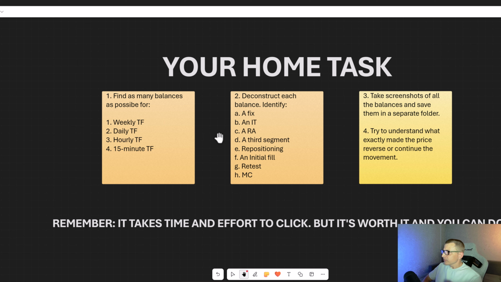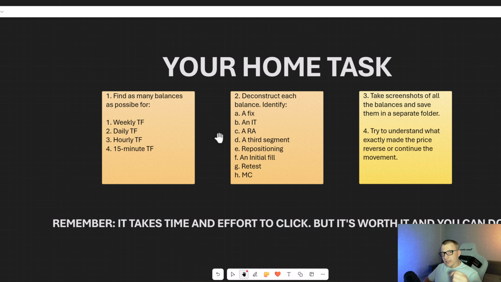Then, next, take screenshots of all the balances and save them in a separate folder. This will help you in the future. Next, try to understand what exactly made the price reverse or continue the movement. I'm sorry, I forgot to tell you about the types of balances. It's easy. There are two types of balances.